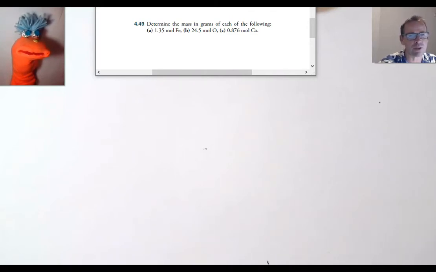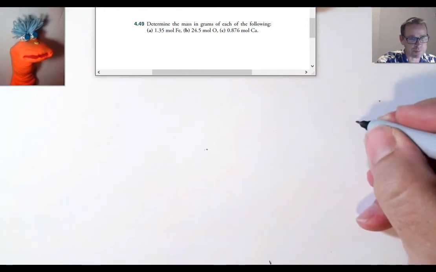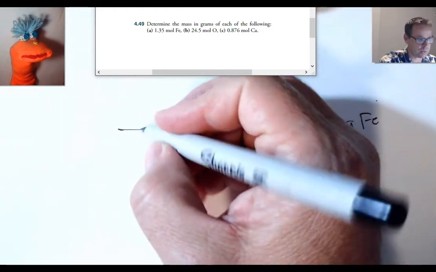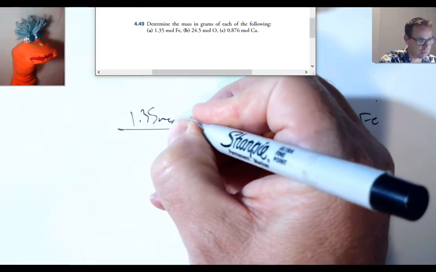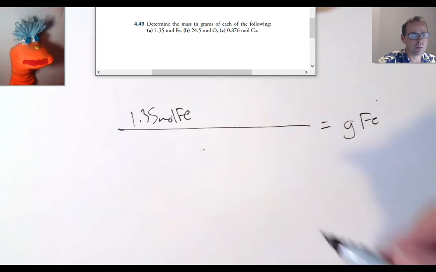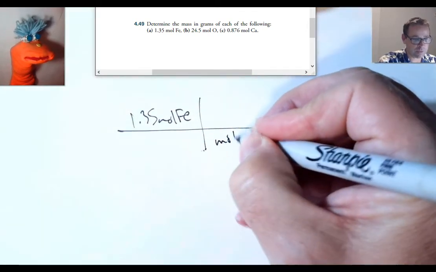4.49. Determine the mass in grams of each of the following. 1.53 moles of iron. So what is it we're asked to find here? Mass in grams. Grams of what? Grams of iron. That's right. So grams of iron to the right of our equal sign. If we start with 1.35 moles of iron, where are we going to go from there? Well, moles of iron are down below. That's right.